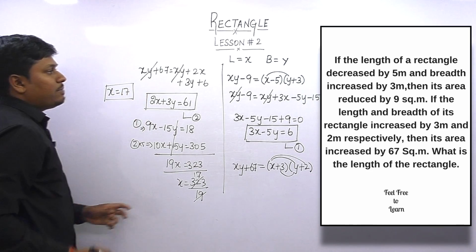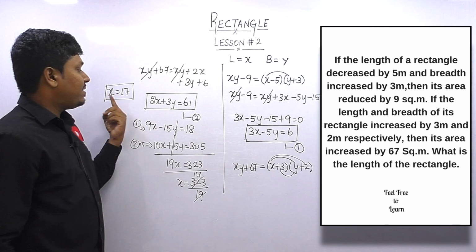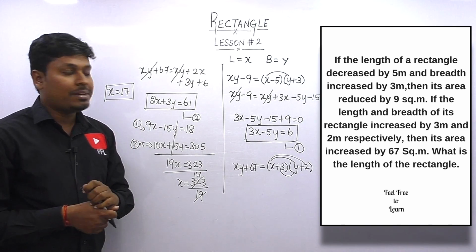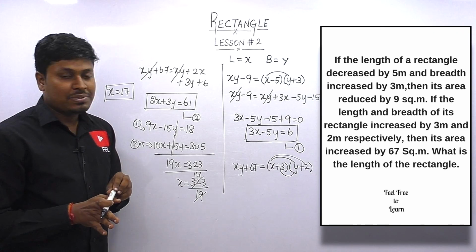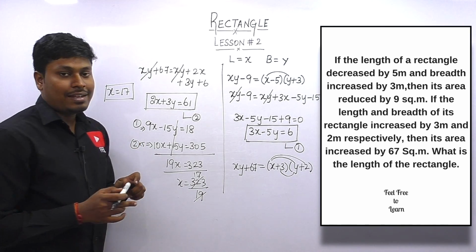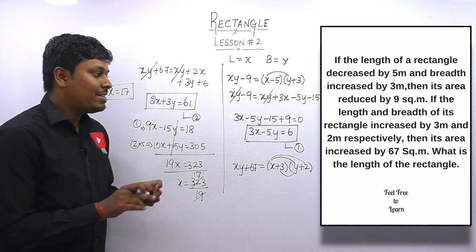So we found the length, right? Because we have kept length as x. So finally we can say the value of x will be 17 meter. And what is our target? Again, our target is to find the length, right? So we can say the answer for this question is x is equal to 17 meter, which is the length of this rectangle.